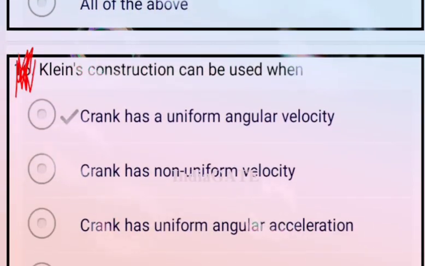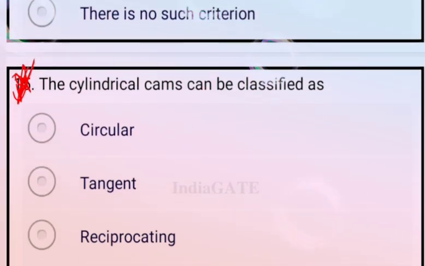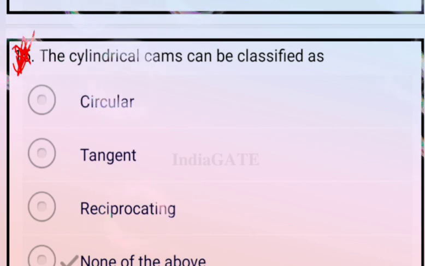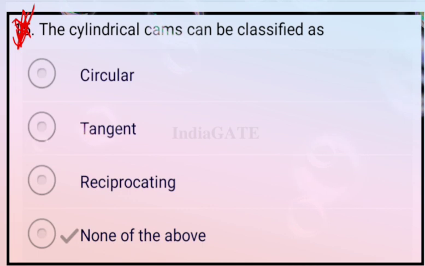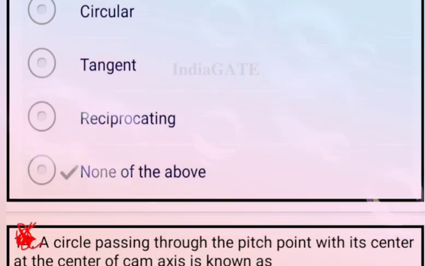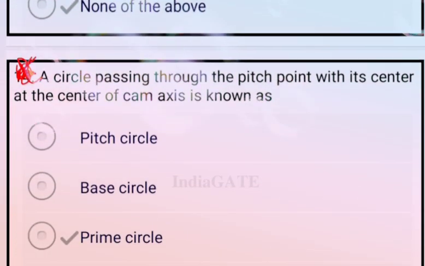Now come to the next. Kelly's construction can be used when the crank has a uniform angular velocity, means option A is your correct answer. The cylindrical cam can be classified as none of above. It is not circular, not tangent, and not reciprocating, that is in the form of a cylinder. Now option D is your correct answer. Now come to the next question.